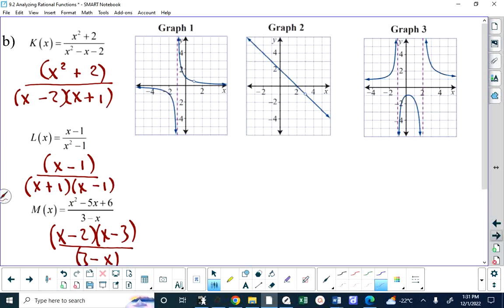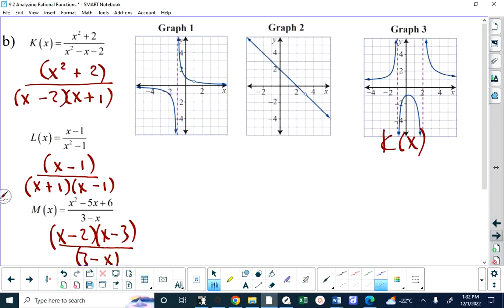In graph k of x has 2 non-permissible values, but none of the factors that produce the non-permissible values cancel, which means it has 2 asymptotes. This has to be k of x. Again, don't worry about why it looks like what it looks like. It just does. You could make a table of values or graph it on your calculator.